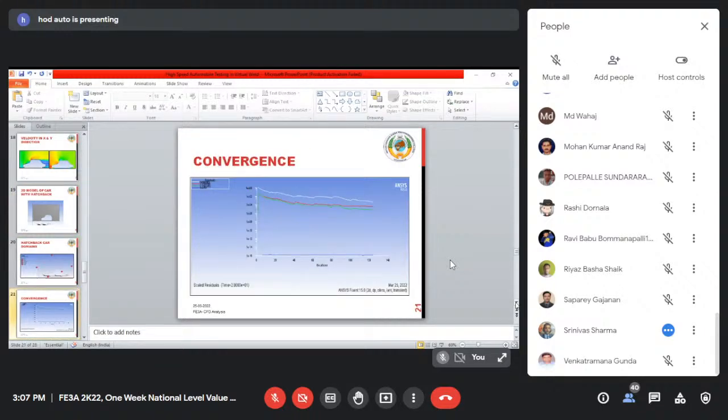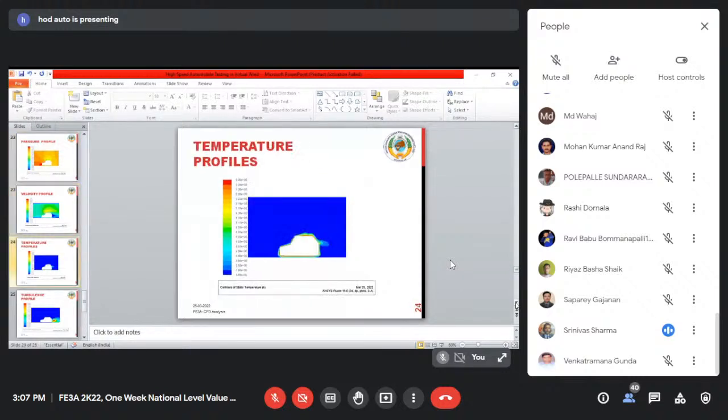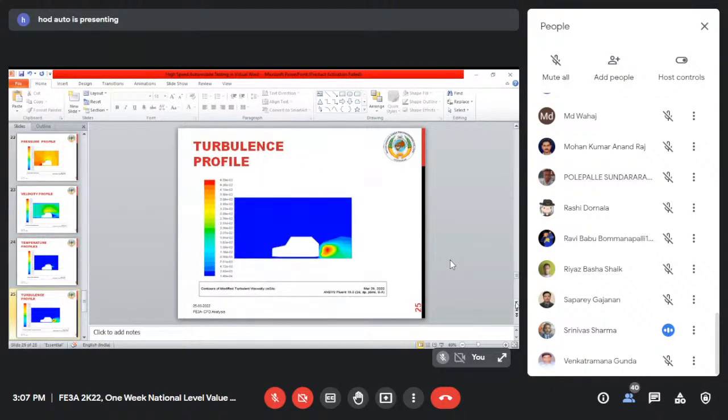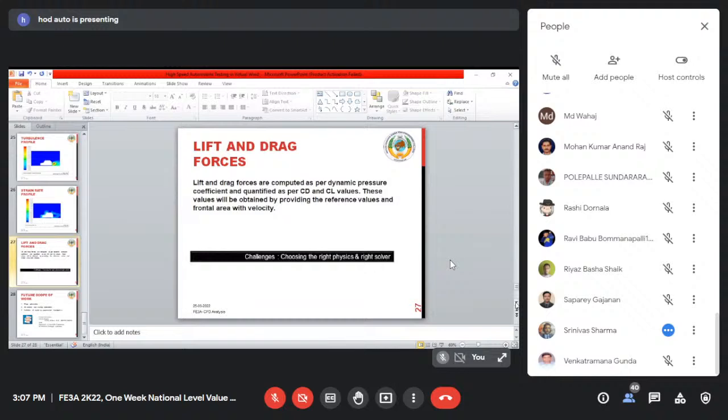the convergence criterias, pressure profiles, velocity profile, temperature profiles, turbulence profile, strain rate profiles. This was done at higher speeds. So to have lateral stabilities, lift and drag coefficients are computed as per dynamic pressure coefficients, because if you go back and see at that pressure, you have static, dynamic, different pressure coefficients, quantified as per CD and CL values. These values will be obtained by providing the reference values and frontal area with velocities.